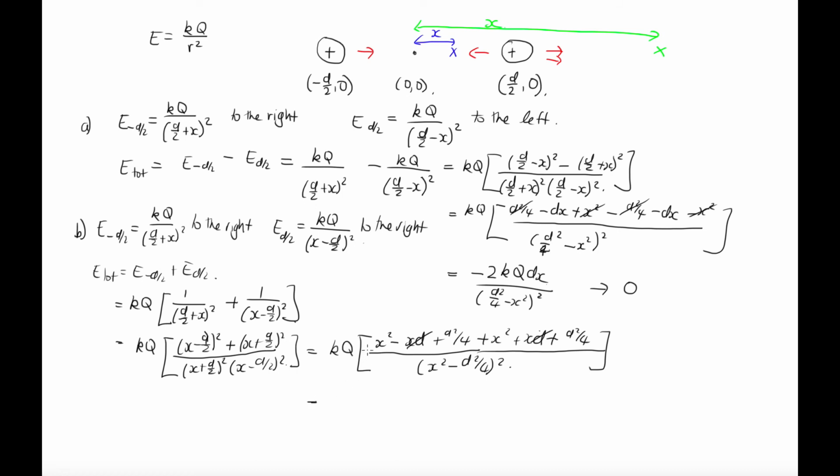So we end up with kq times 2x squared, and then d squared on 4 plus d squared on 4, so that's plus d squared on 2, divided by x squared minus d squared on 4 squared. And then the question asked us to check the limit as x goes to infinity.